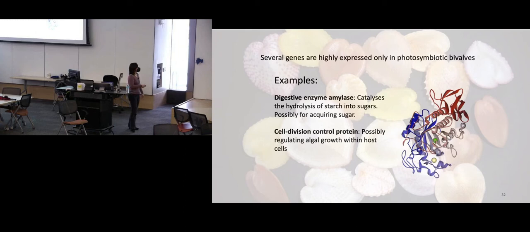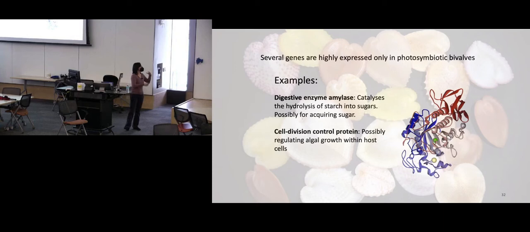Another example is the cell division control protein. We think, well, maybe it's possibly used to regulate the algae growth in the host cells because you don't want them to continue to multiply and overtake the host, right? So these are just some examples, and keep them in mind. We have hints that they might be involved in photosymbiosis, but we don't really have definitive support about what they're doing. So how can we find other lines of evidence to demonstrate the function of these genes?